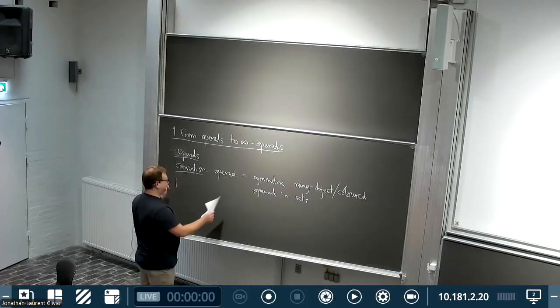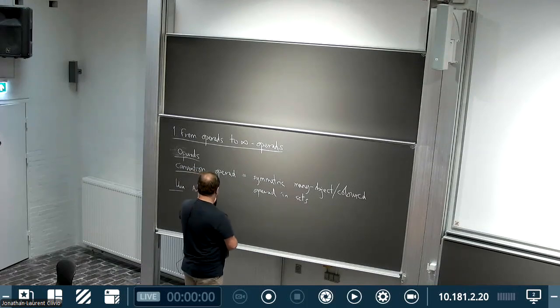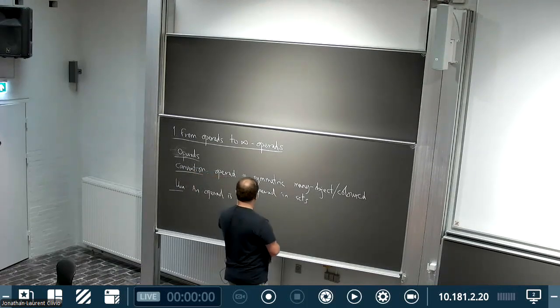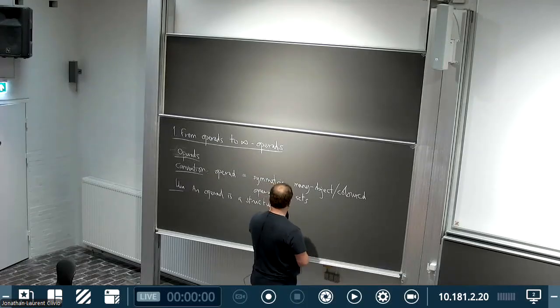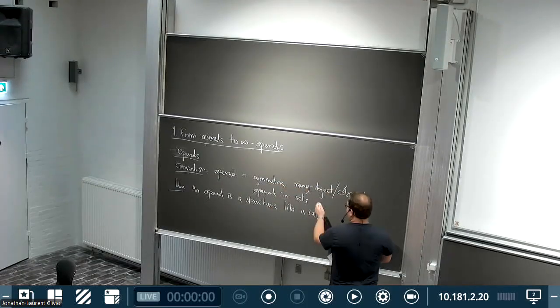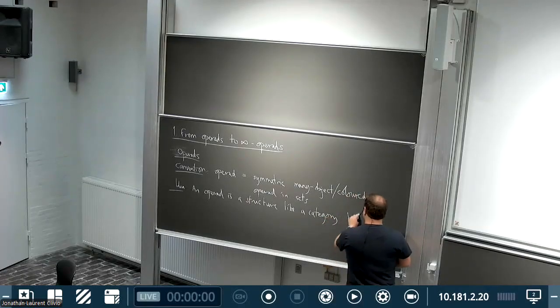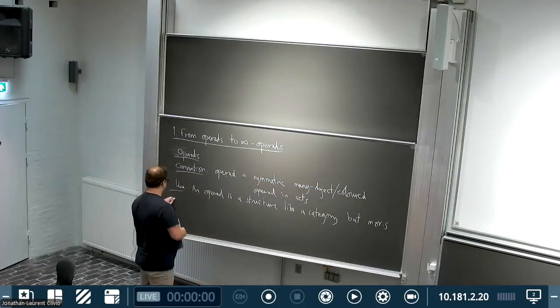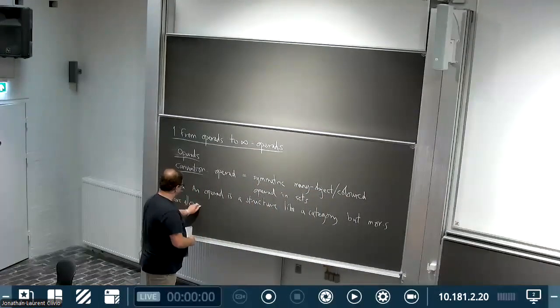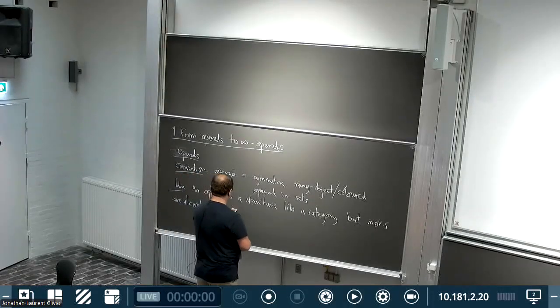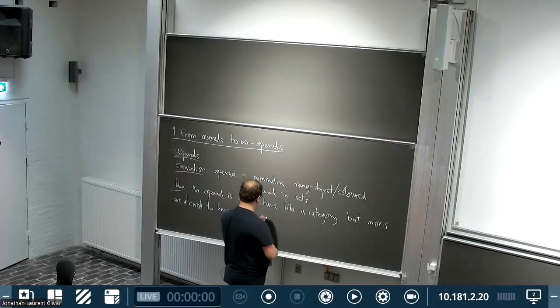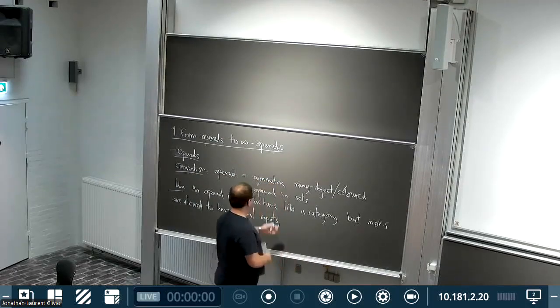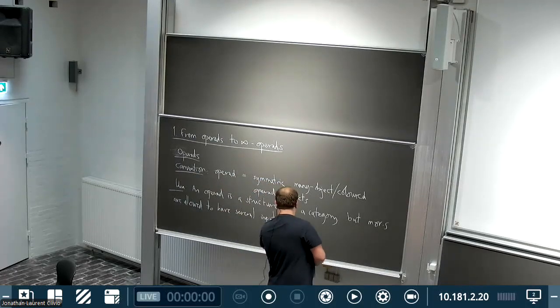So the basic idea of what these things are like is that an operad, in this sense, is a structure. It's like a category. In particular, it has many objects like a category. But morphisms are allowed to have several inputs. And then you have a symmetric part that tells you that you can permute these inputs.